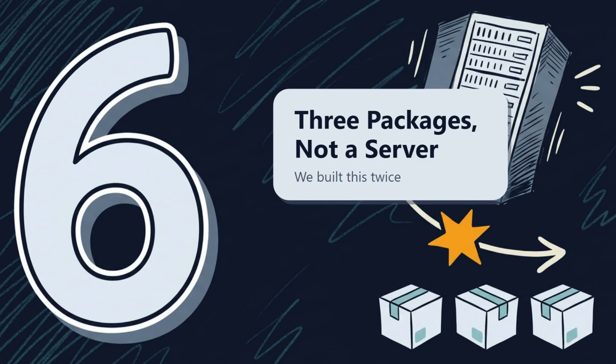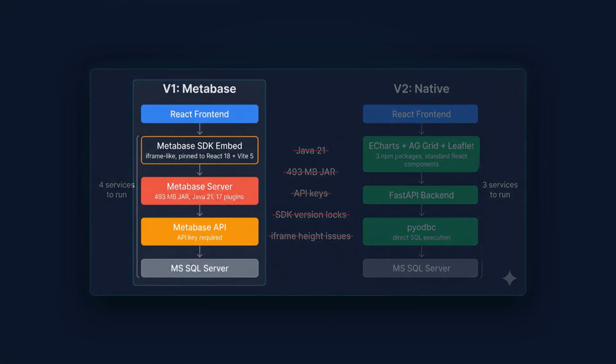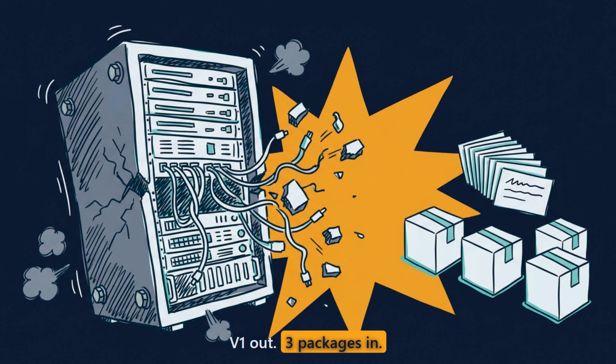Section 6. 3 packages, not a whole server. Because we actually built this twice, and the second build is the reason this video exists. The first version rendered these same dashboards with Metabase, a Java-based BI platform. It worked, but the deployment story hurt. Metabase needed Java 21. The download was 493 megabytes. It shipped with 17 database drivers, most of them unused. And its SDK pinned us to specific versions of React and Vite with no upgrade path. And it rendered inside an iframe-like container we could never quite control.